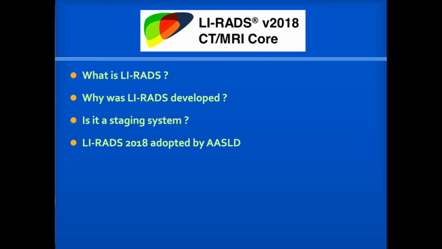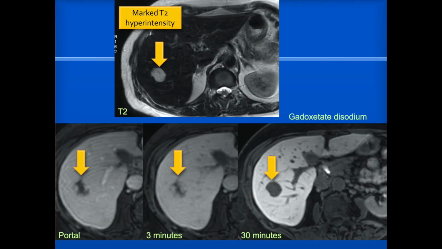Is LI-RADS a staging system? The answer is no. TNM is a staging system based on pathological information, the size of tumors, the presence of extrahepatic disease, and so on. And then there are also clinical staging systems, notably the BCLC or Barcelona Clinic Liver Cancer Staging System, which links the stage of the disease with liver function, patient performance status, and treatment options. LI-RADS itself, though, is strictly an imaging diagnosis probability algorithm. So let's look at another case.